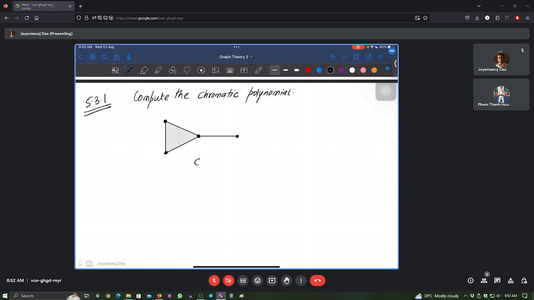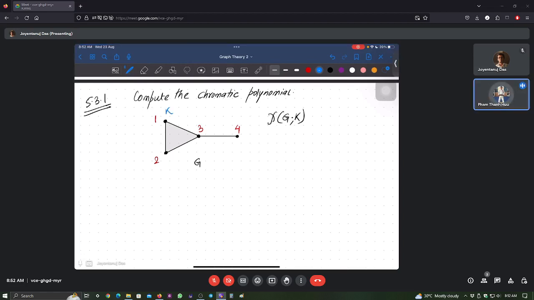So this is my graph. I have to find this P(G, k). So there are k colors, right? Let me name the vertices. So this one has k choices. Then k minus one, k minus two.